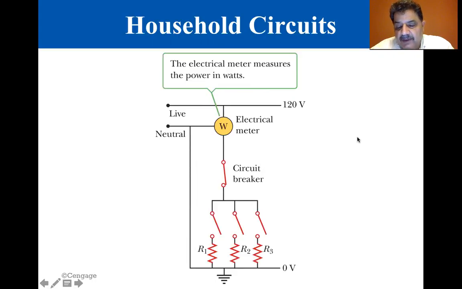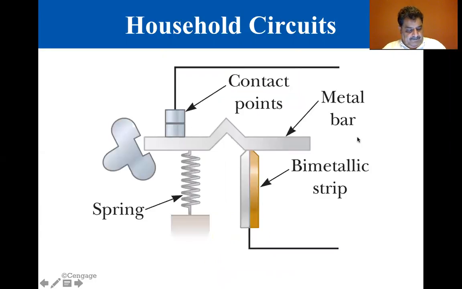A meter and a circuit breaker or a fuse are connected in series with the wire entering the house as indicated in the figure. In modern homes, circuit breakers are used in place of fuses. When the current in a circuit exceeds some value, typically 15 or 20 amps, the circuit breaker acts as a switch and opens the circuit. The figure shows one design for a circuit breaker.